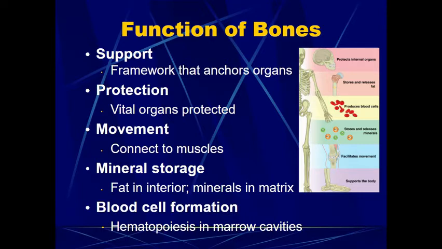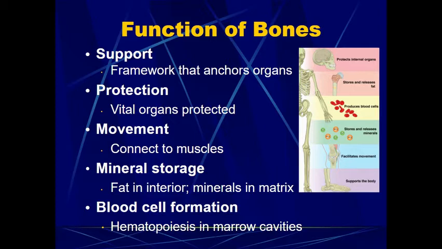The function of bones. There are five major functions. One is support. We know that the skeleton provides a framework for the body. It also helps to anchor organs in place. Protection. It provides protection of vital organs. Think about the brain, how the cranium completely surrounds the brain. Think about the vertebral column that is surrounding the spinal cord, or the rib cage that is surrounding the heart and lungs.